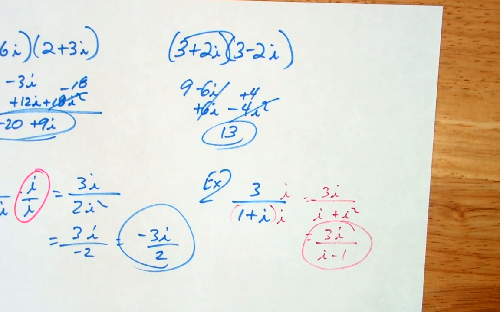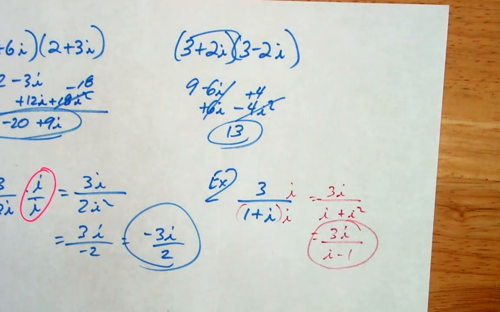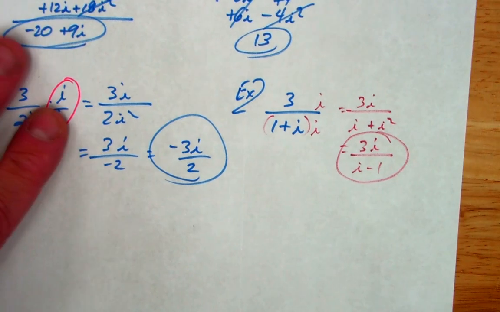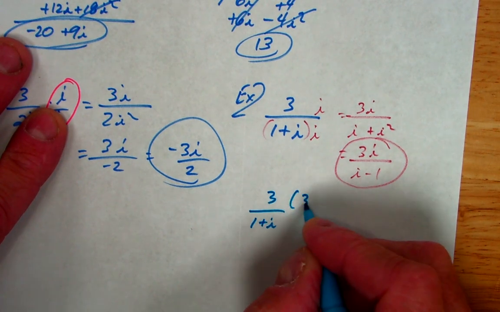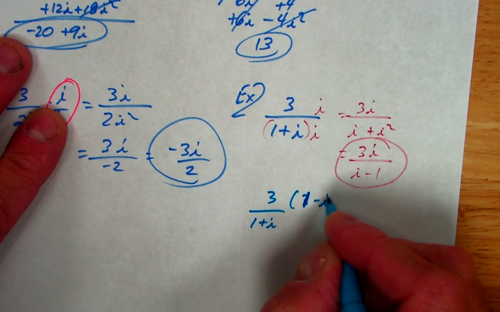In this case, if we look up top, we have 3 plus 2i times 3 minus 2i, and the opposite. It's what's actually called a complex conjugate. The complex conjugate is where your imaginary part's different. It's just the opposite. So what should I multiply top and bottom here by? 1 minus i. So I'm going to take this down here. I'm going to go 3 over 1 plus i, and I'm going to multiply by 1 minus i.